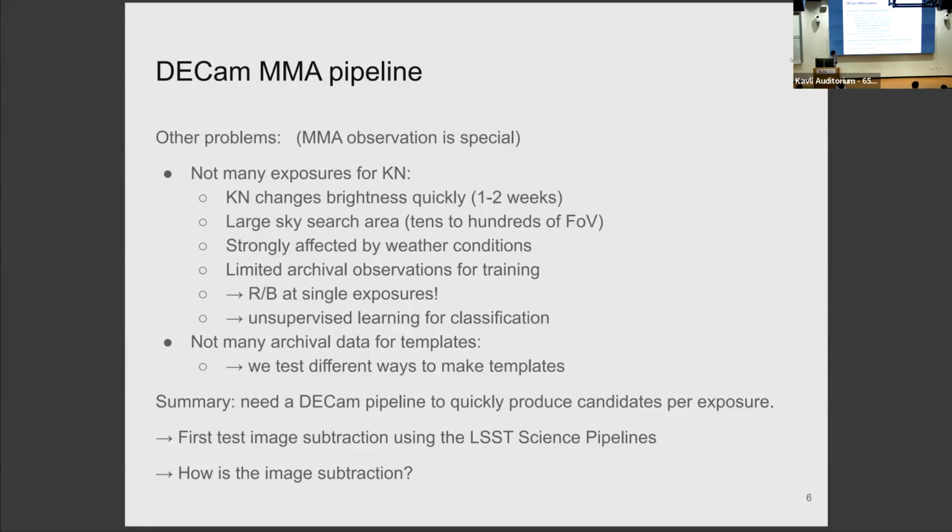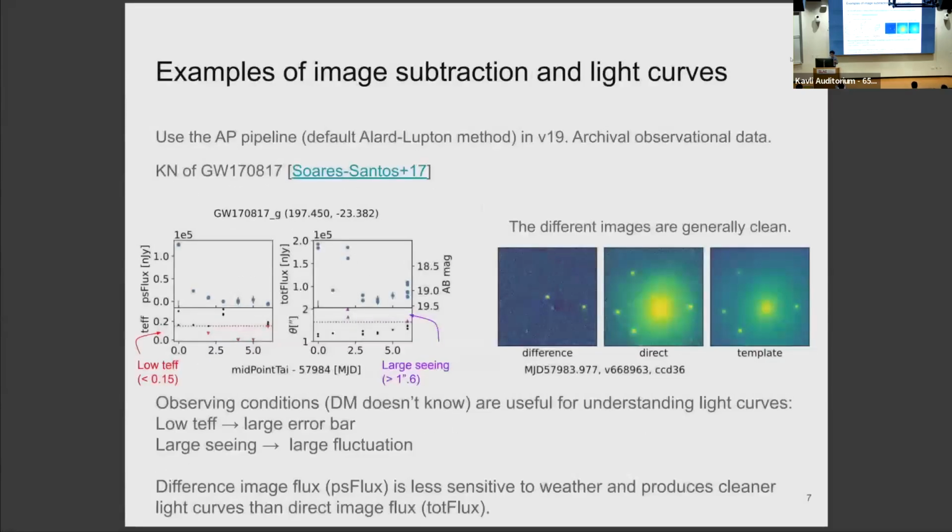So let's see how it looks if we run image extraction on those DECam data, and what the pipeline can give us. We just use the AP pipeline, the alert production pipeline in the Rubin pipeline. The older version is version 19, it's Gen 2, but later we also tested Gen 3. There's no big change here, and we use archival data. So there's no new data; those are all in the history.